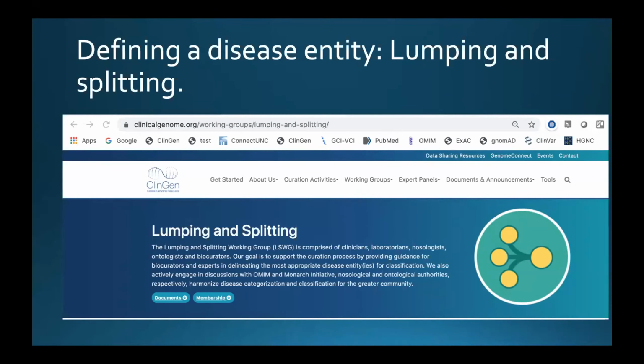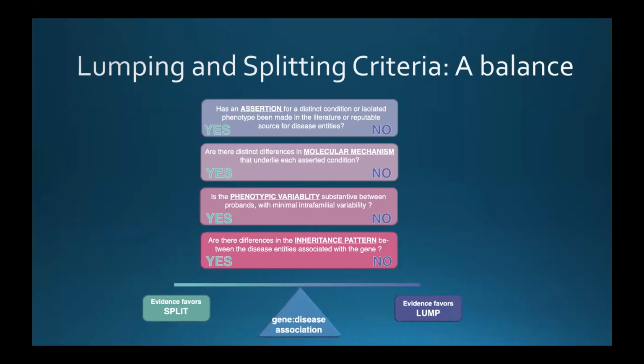And so we formed this lumping and splitting working group that really brought together clinicians, laboratorians, and nosologists to come up with guidance. And so we did. We ended up coming up with 4 criteria. This is listed on the Lumping and Splitting Working Group webpage. And all of you for gene curation, at least, are required to go through this lumping and splitting process. But what you can do is see here those 4 criteria.